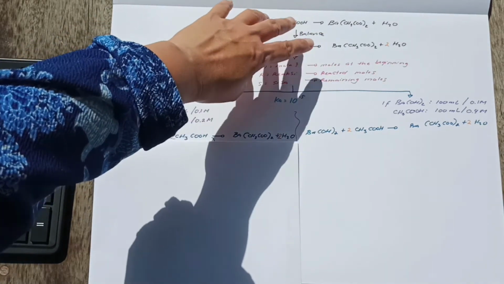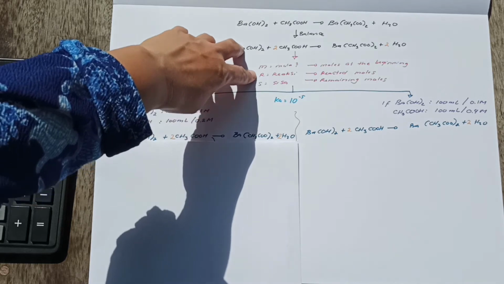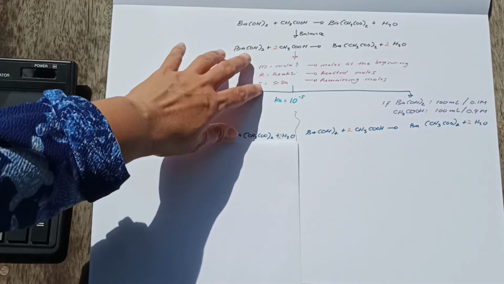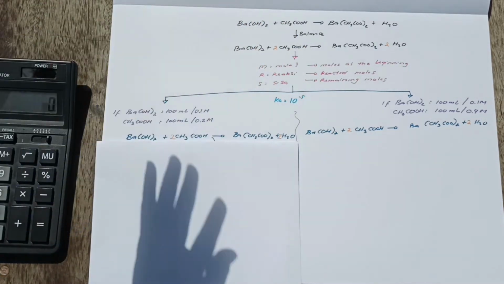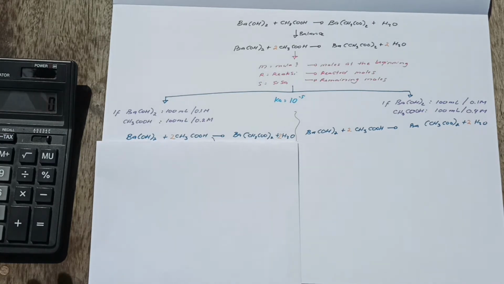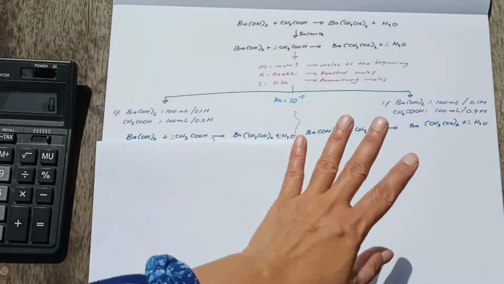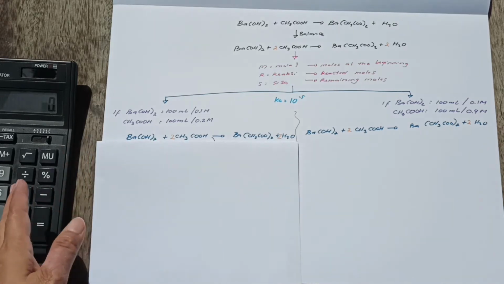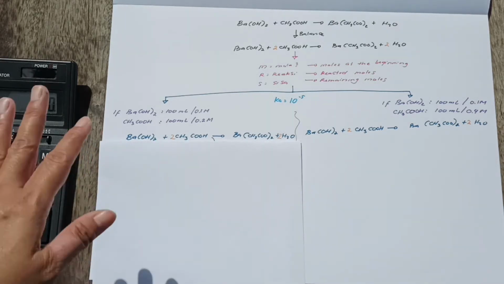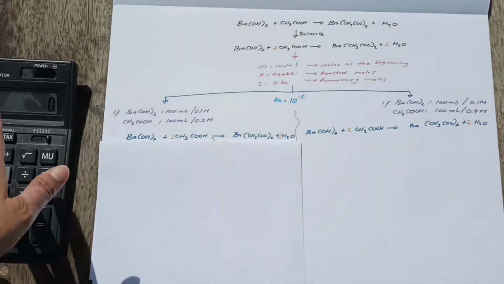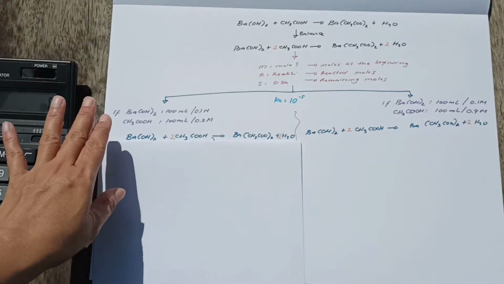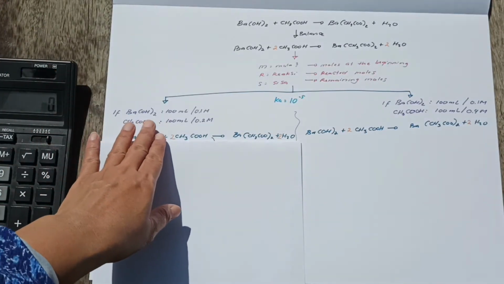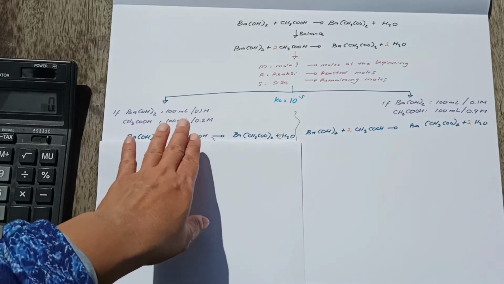Mula-mula is the moles at the beginning, reaction is the reacted moles, and S is for the remaining moles. Because if you're still not used to this, you might not be able to see whether they are hydrolysis or buffer at first. So here I have two examples side by side, so it will be easier for you to determine whether this is hydrolysis or buffer. Now, this one is barium hydroxide 100 milliliters 0.1 M.